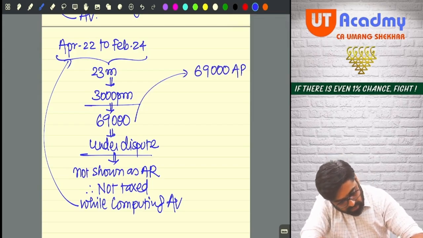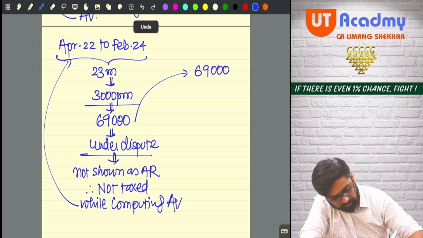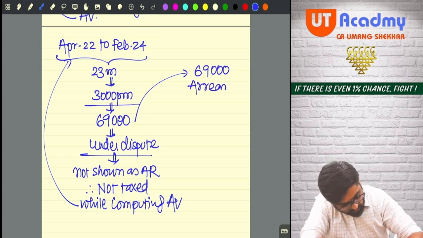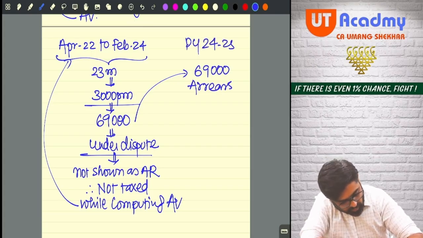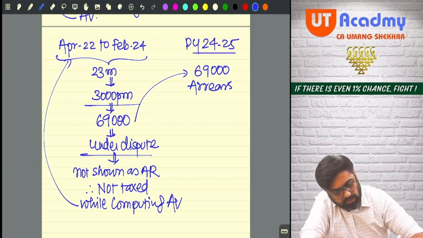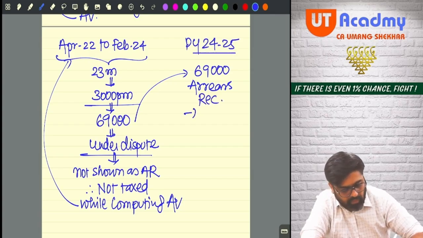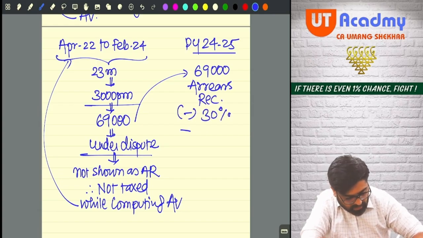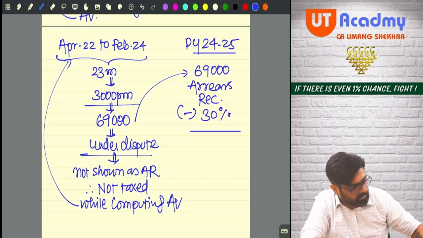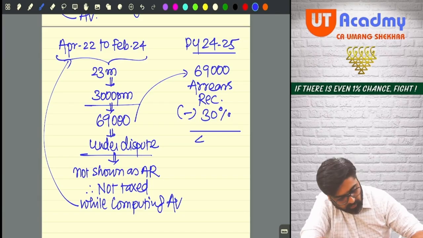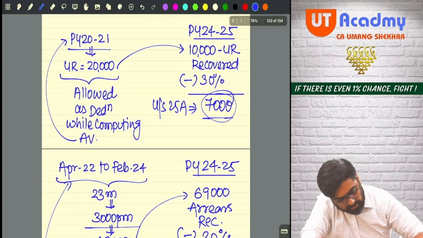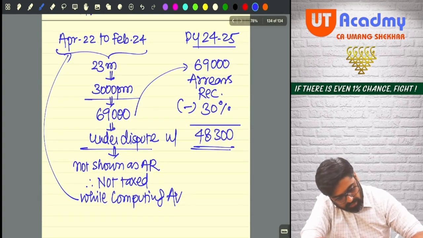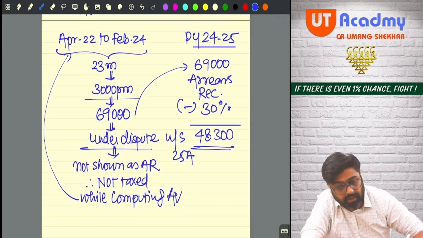which was arrears of rent, arrears, I will write down arrears, is recovered in the previous year 24-25 in September month. Yes or no? Arrears recovered. Out of that, take 30% standard deduction. How much amount remaining? 69,000 into 30%, 20,700. You reduce, you will get 48,300. So this 48,300 and this 7,000, both will be taxable under section 25A under the head house property.